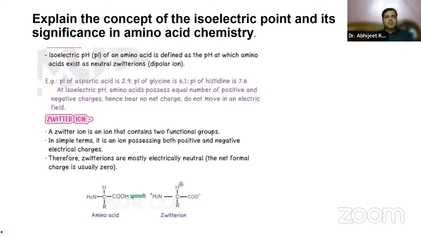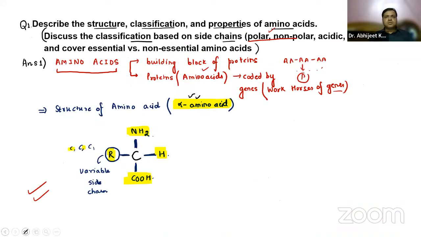Coming on to one part of the question that is left. Properties of amino acids. We have not discussed the properties. I think in the question it has been mentioned, the properties of amino acids.